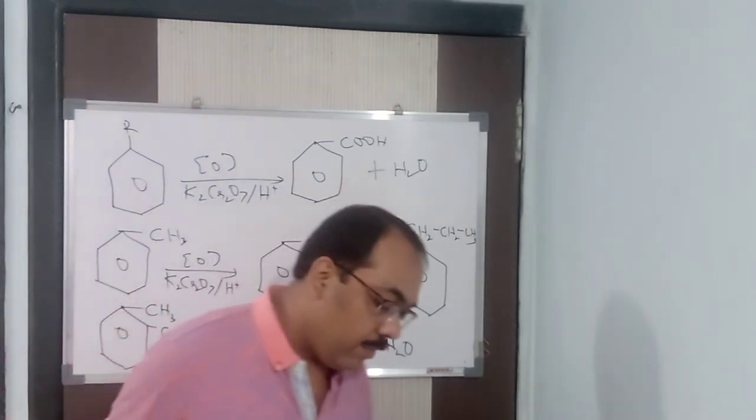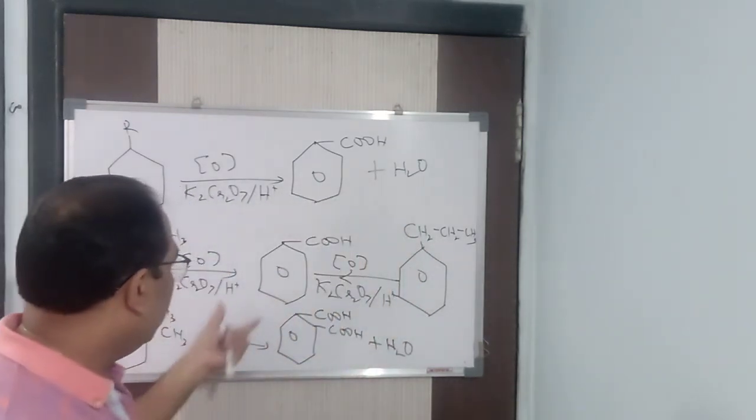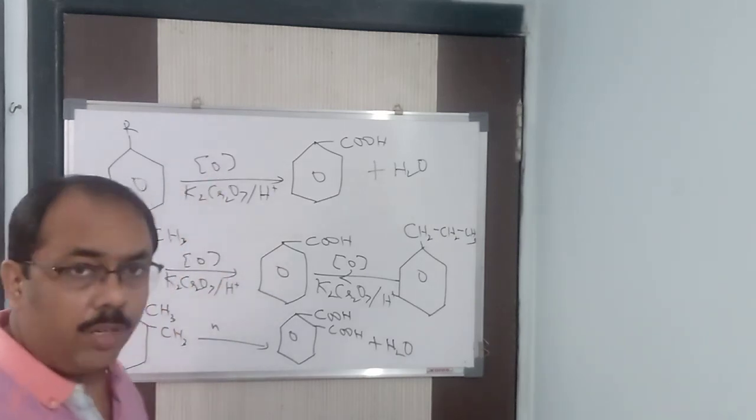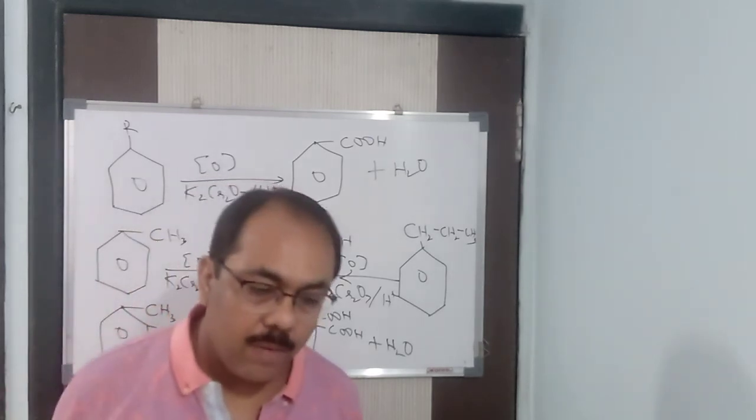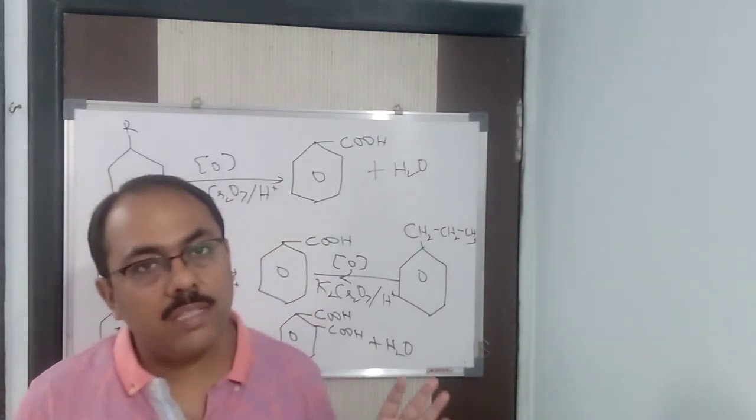In this way, it will be done. Accordingly, you will balance it. The number of oxygen atoms that is required, you can balance it. So these are the different methods by which you can prepare the carboxylic acid, aliphatic as well as aromatic.